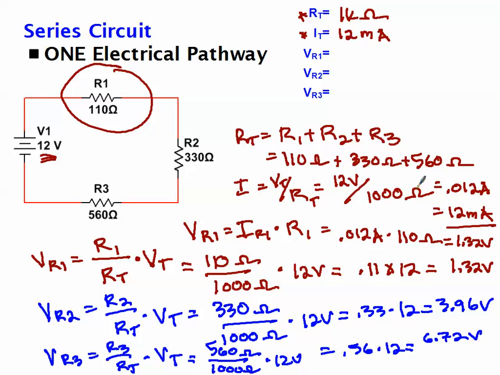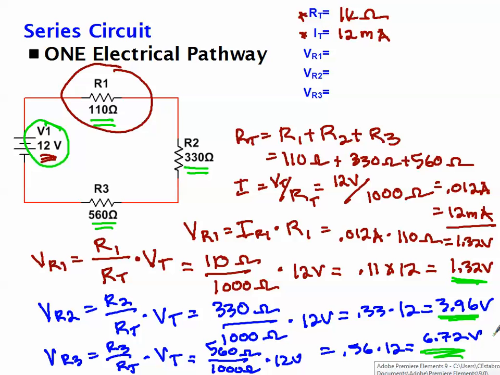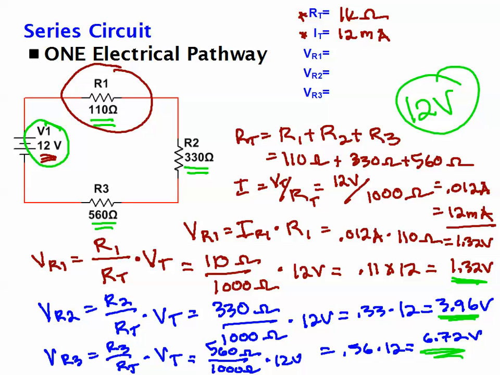Remember, Kirchhoff's voltage law states that the voltage drop across all 3 resistors, if you add them up, equals the source or the total voltage, the supply voltage. Well, we got 1.32 plus 3.96 plus 6.72. Add those up. What do you get? Well, you better get 12 volts. If not, you did something wrong. If this doesn't work out, then I did something wrong.